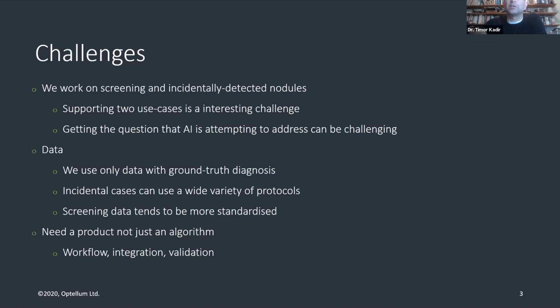A lot of work has been done into the protocols that need to be used. And although the images are lower dose, and maybe that presents another challenge, at least the variety that we have to deal with is a lot less.